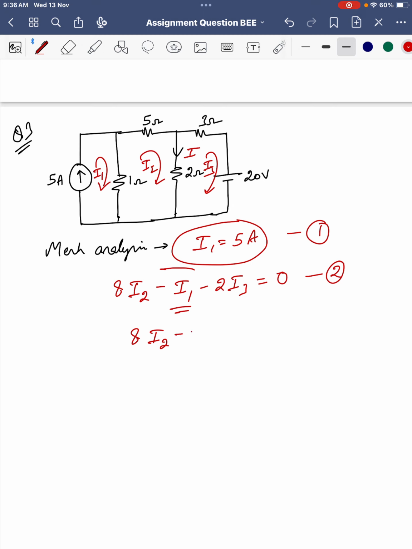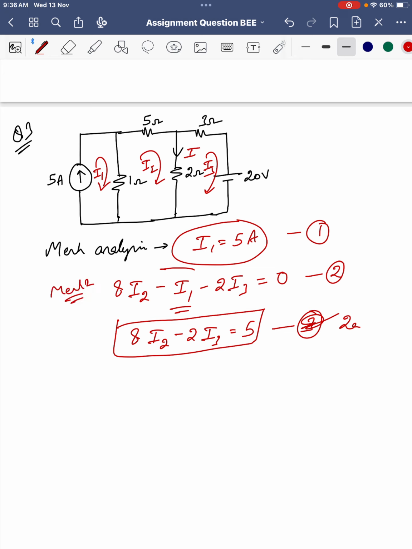So we can write 8 I2 minus 2 I3 is equal to 5. This is equation 3, or we can write equation 2a. Next we have the third mesh. So this is for mesh 1, mesh 2, and let us write for mesh 3.